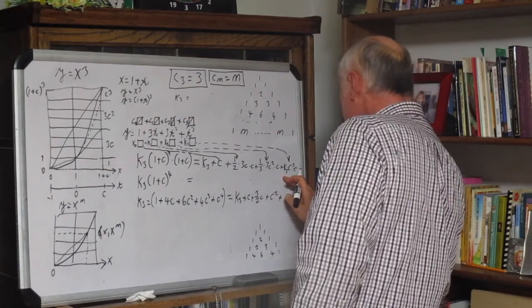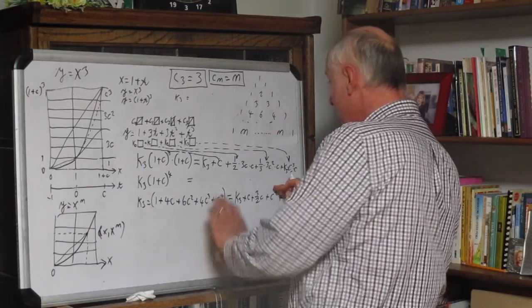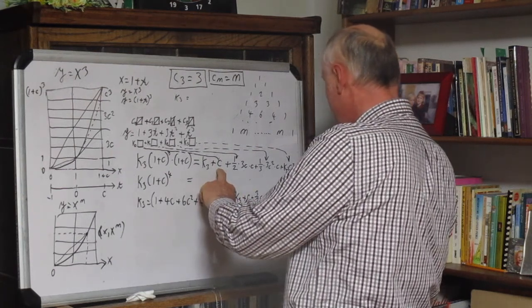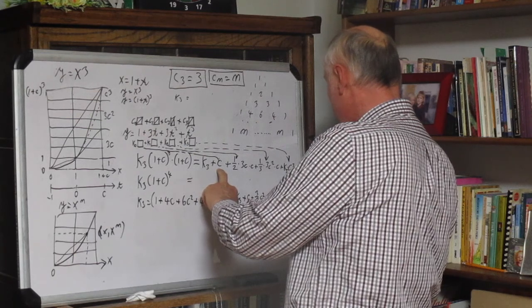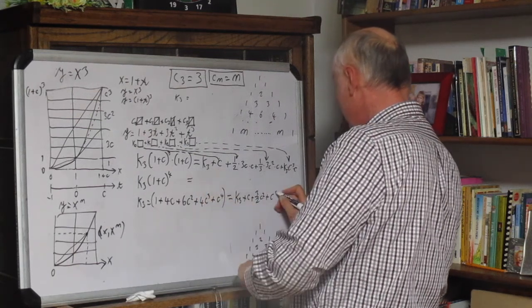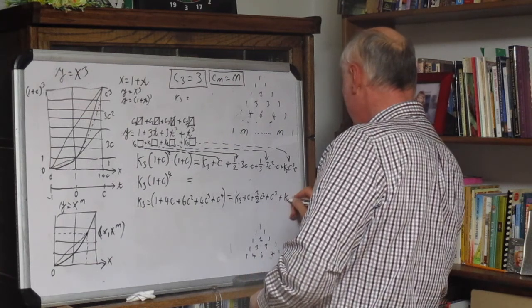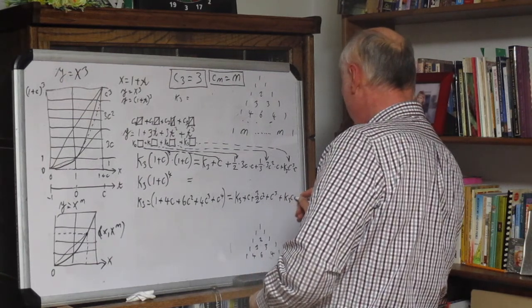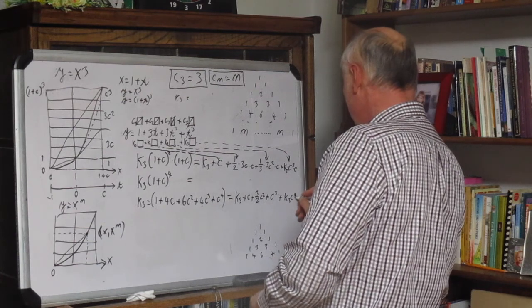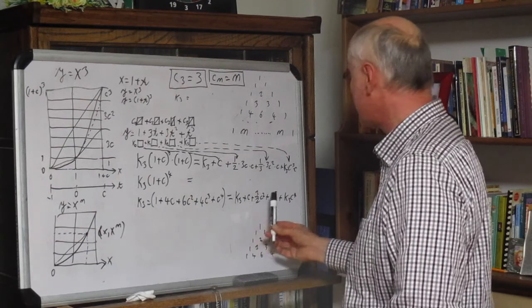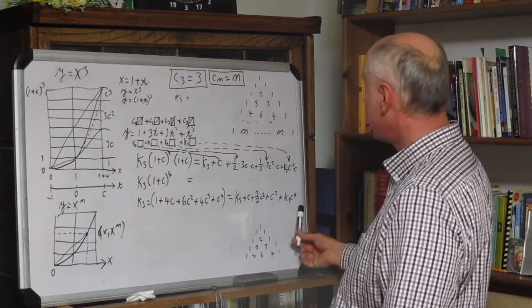what is this? Am I doing it right? C squared, I'm making mistakes. C third plus K3 c to the fourth. All right. I think I got it. They should be increasing. C squared, C third, C to the fourth.